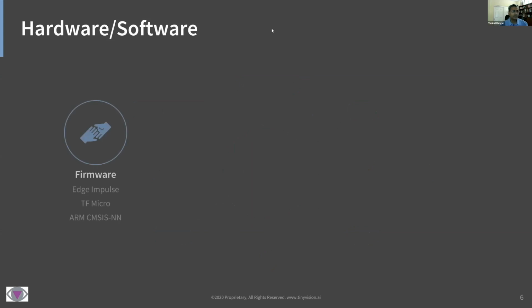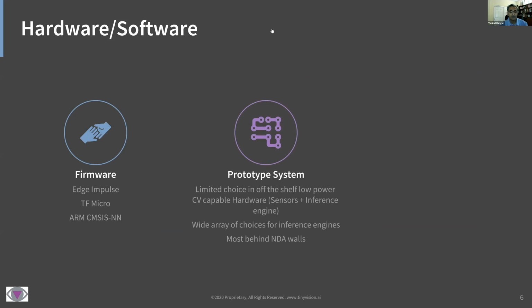So let's look a little bit at the hardware and software aspects. On the firmware side, there are all kinds of frameworks which you can take advantage of. The sponsors of this talk, there's TensorFlow Micro, ARM has their own libraries. Every inference engine vendor has their own accelerated libraries, and it makes absolute sense to go and leverage them, right? So nothing new there.